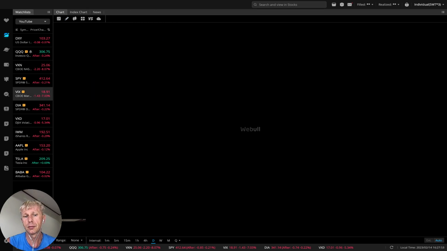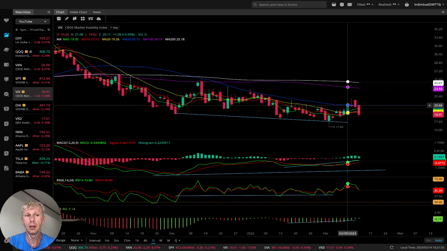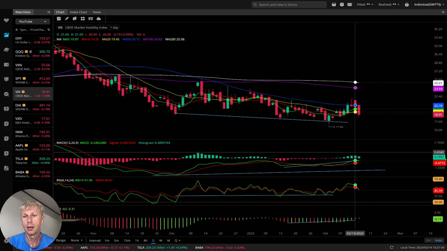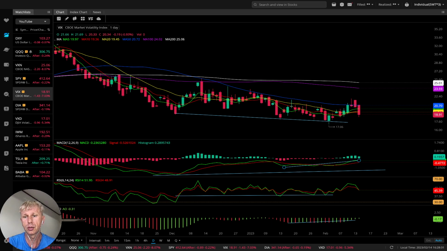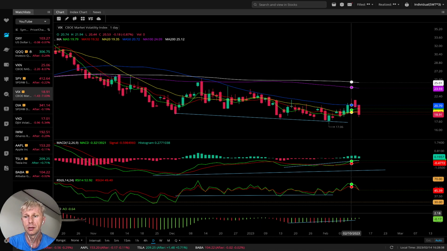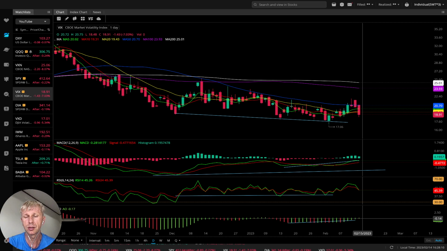Volatility index, daily. Like I said, huge sell-off, minus 7%, but MACD is still bullish. RSI is ready for a bearish crossover but still bullish, and awesome oscillator still bullish.